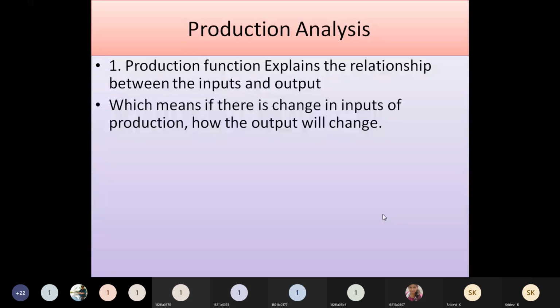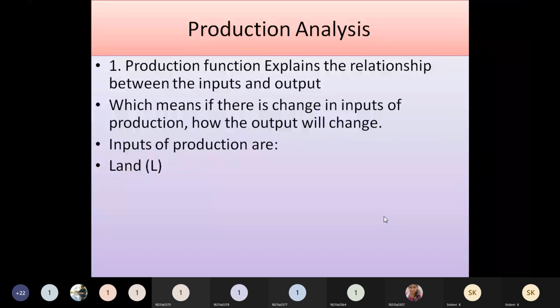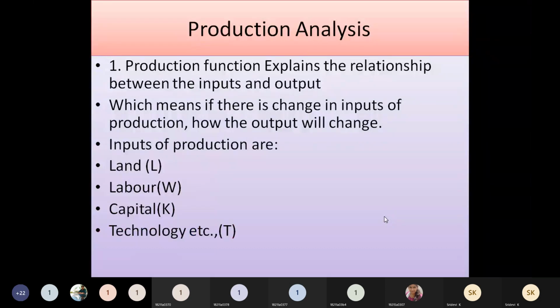So that comes under this production function. So these inputs may be of land, labor, I'm going to use these short letters, and capital, technology. So for land I am taking L, labor W, and capital K, technology T. Like this, in the coming graphs, wherever I require, I am going to use these shortcuts. Okay, so you have to think that they are so and so.